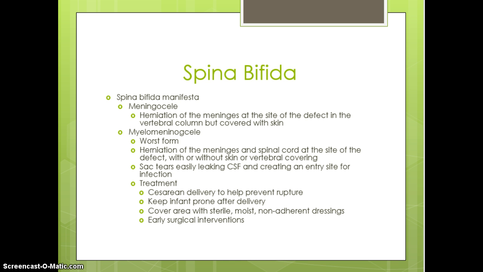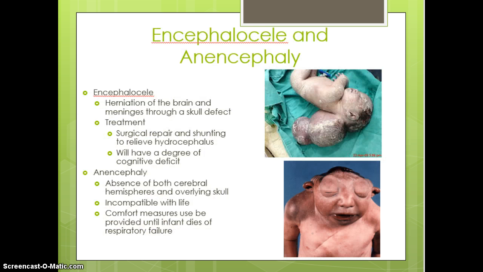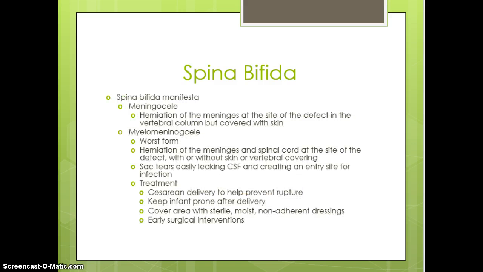With spina bifida, you can see the meningocele or the myelomeningocele, and I'm going to click to the next slide just to show you a picture. So when you're looking at the meningocele and the myelomeningocele, you can see the differences in how far the protrusion of the spinal cord is. So when you're looking at just a meningocele, that's just going to be herniation of the meninges at the site of where that defect has occurred in the vertebral column. Usually it's covered with skin.